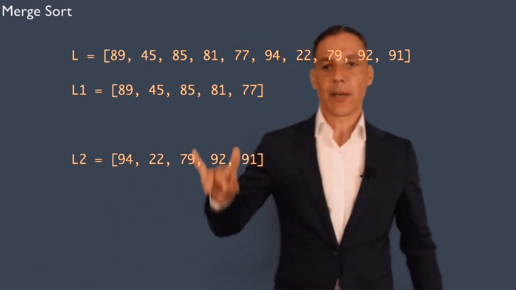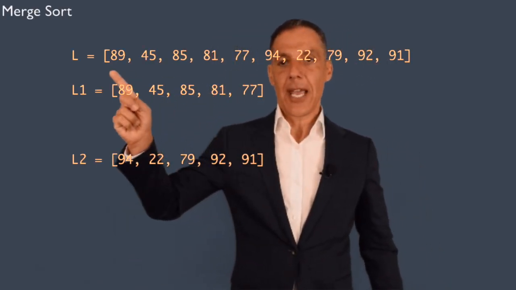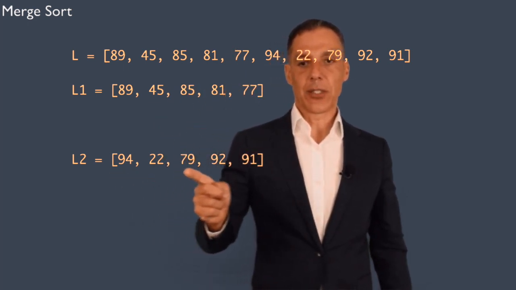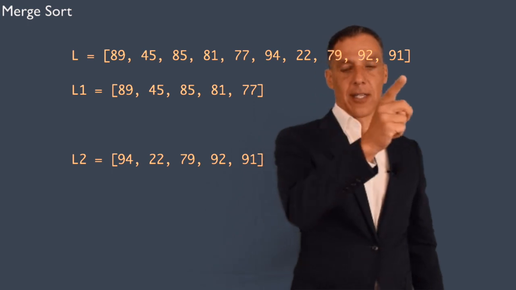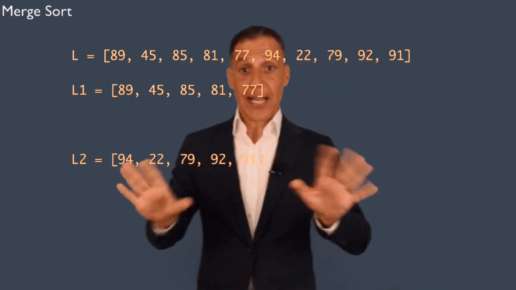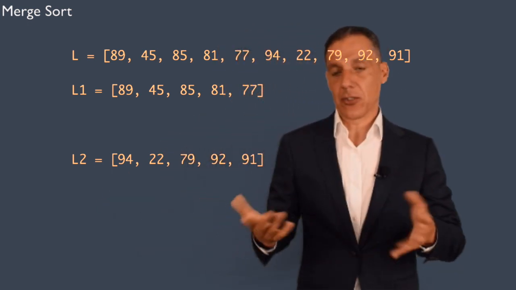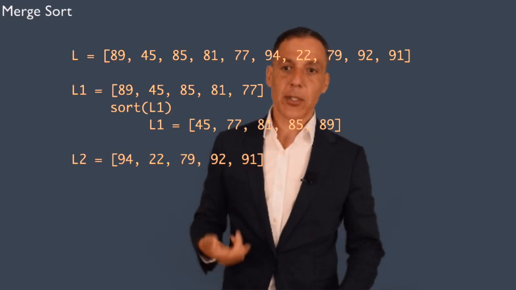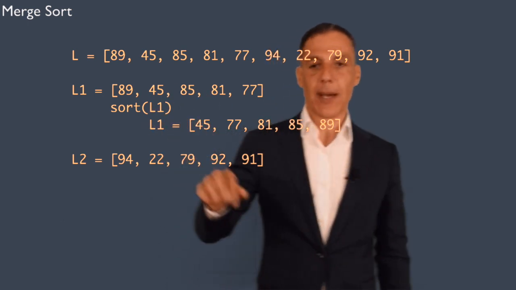So the way I'm going to do that is I'm going to split this list into two parts. 89, 45, 85, 81, 77, that's the first half. And then 94, 22, 79, 92, 91, that's the second half. So I split them in half. They are not sorted, right? I can't just merge these because it won't work because they're not in sorted order. So what am I going to do? Well, I'm going to sort them. How? Don't worry about that right now.